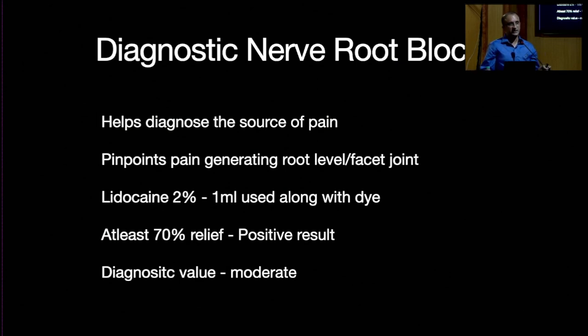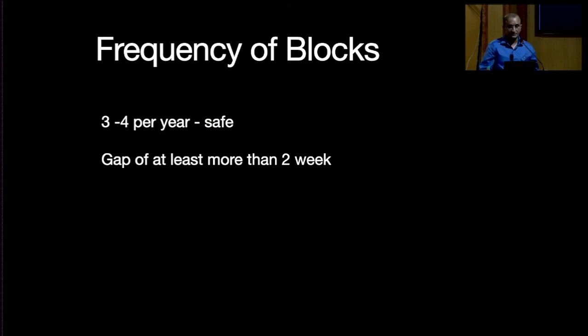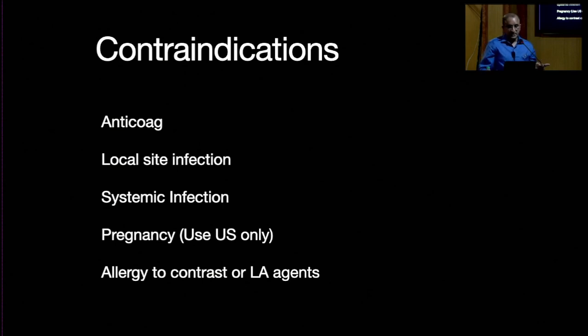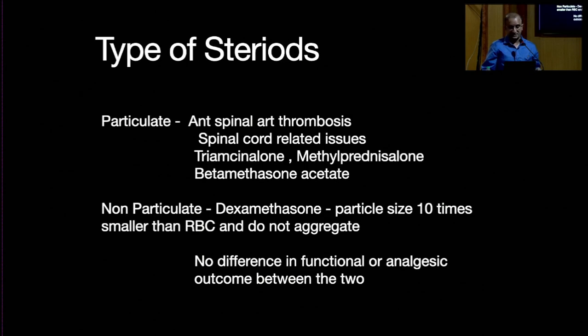The diagnostic value of any diagnostic nerve root block or facet block is only moderate, so we combine clinical assessment, imaging, as well as the diagnostic nerve root block. The frequency of blocks that is safe for a particular level is about 3 to 4 per year, with a gap of at least more than 2 weeks. What are the contraindications? Anticoagulation, local site infection, systemic infection, pregnancy (use ultrasound only), and allergy to contrast or local anesthetic agents.